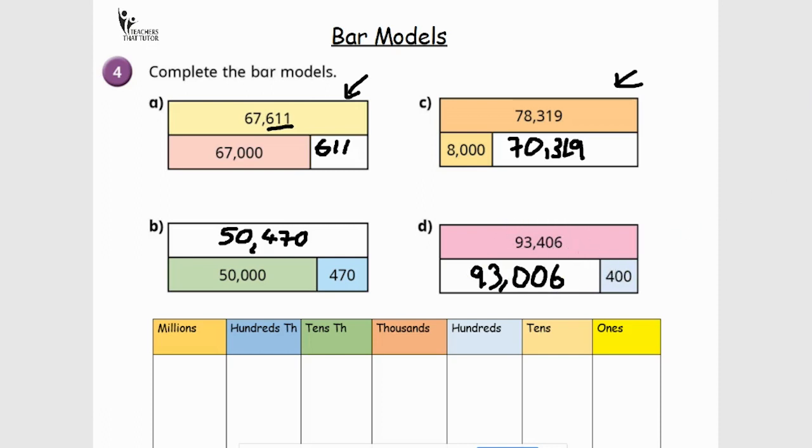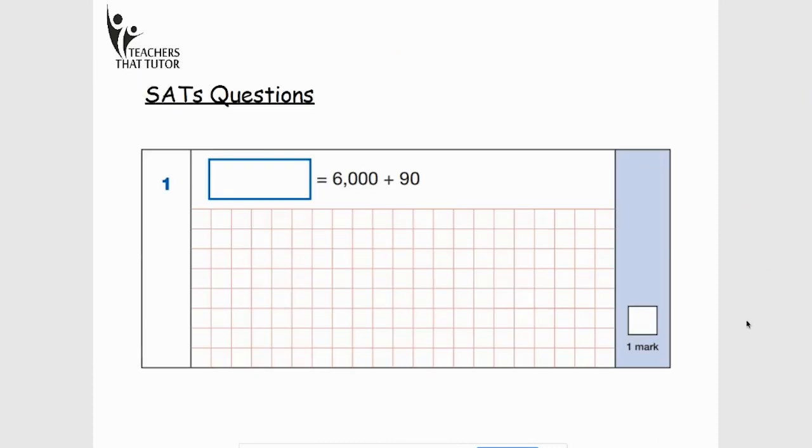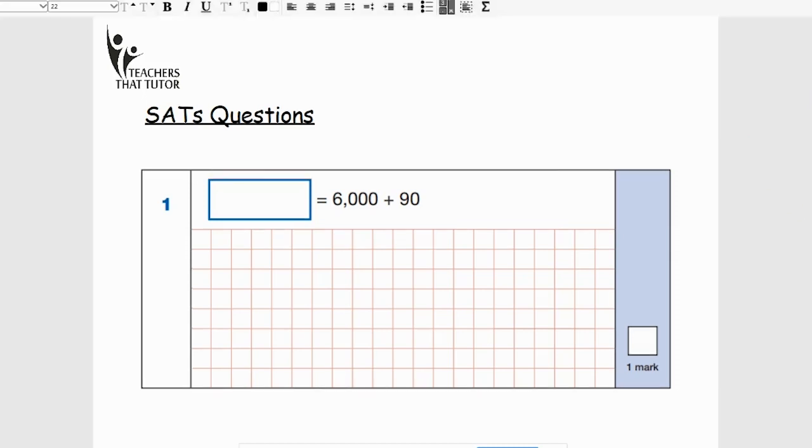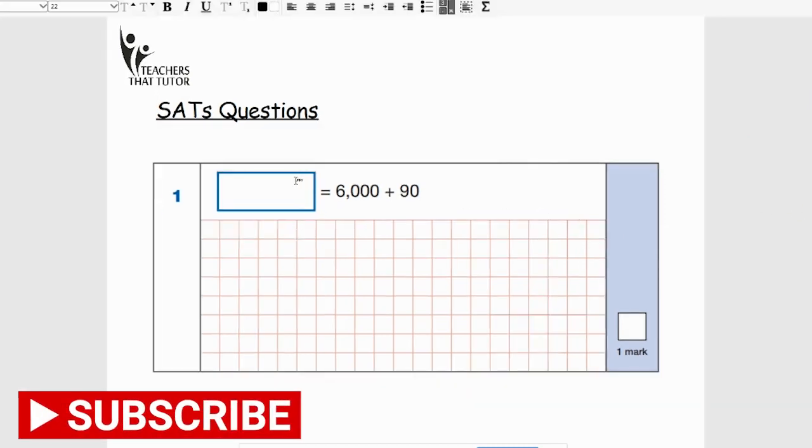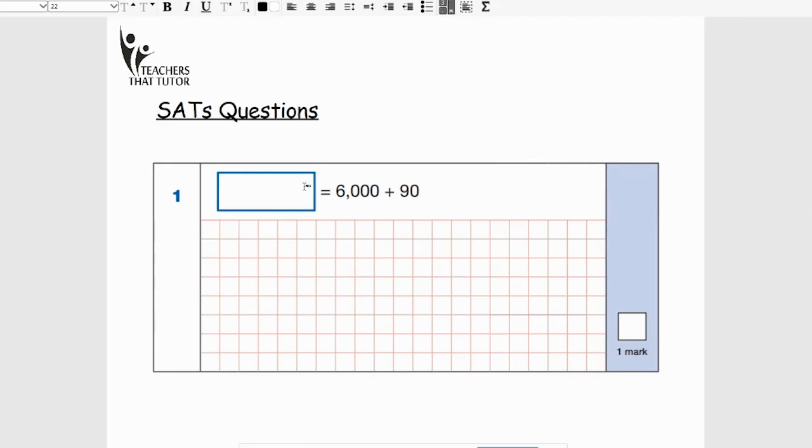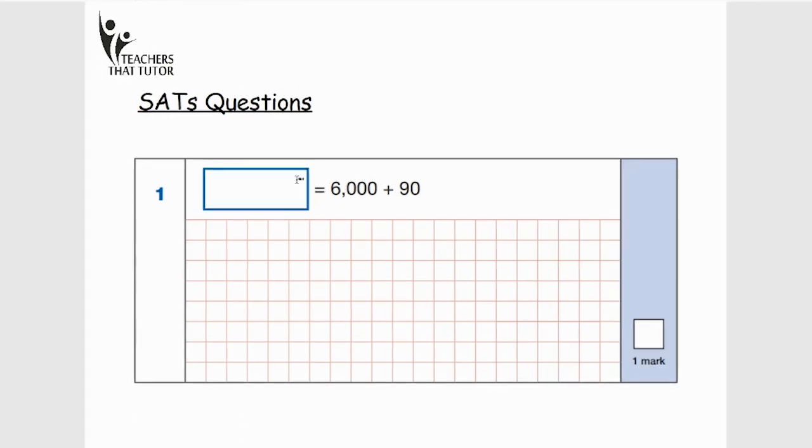So that's bar models. So how does this apply to SATs questions, which the children will be assessed in their Year 6 tests? Now, I know this is a Year 5 video, but all the children right from Year 3 to 6 are working towards that same endpoint. So here the question shows you've got 6,000 plus 90. So what it's asking us to do is put those two parts together. What would the total be?